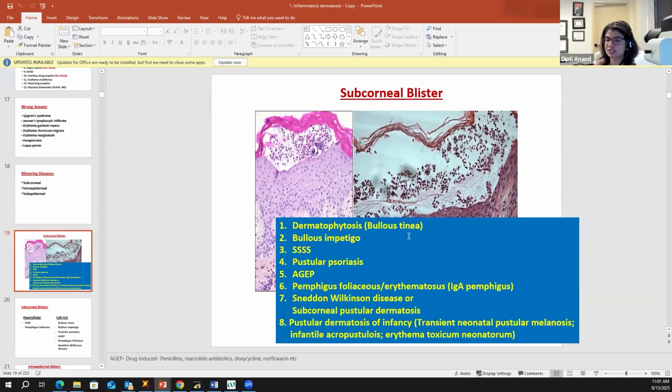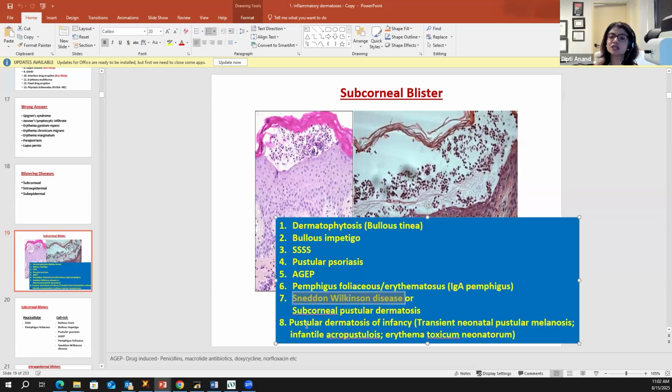The first thing is bullous tinea. The second is bullous impetigo, staphylococcal scalded skin syndrome, pustular psoriasis, AGEP. AGEP is considered to be kind of like a psoriasiform pustular drug eruption, and we'll talk about that. Then you have certain variants of pemphigus, especially superficial variants like pemphigus foliaceus and IgA pemphigus. And then Sneddon-Wilkinson disease, which is a diagnosis of exclusion. So we'll talk about that. To diagnose this entity, you have to make sure that all the other above entities have been excluded.